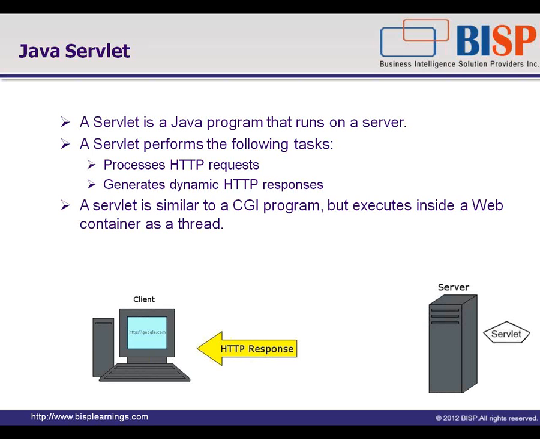It means that whenever a client sends a request to the web server, the web server will transfer this request to the web container, and the web container will create one thread for one request. Then that thread will try to find the servlet in the repository, and if it finds the servlet, it will activate that servlet, and then give the response to the client.